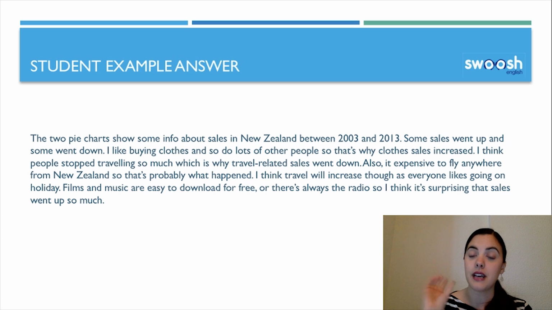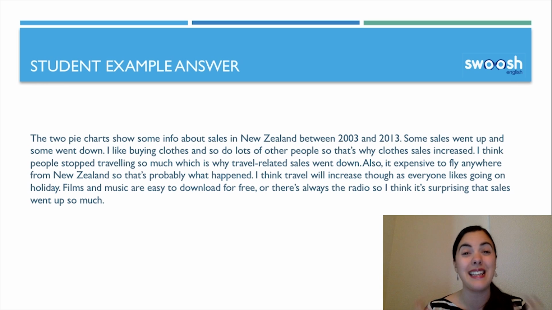There are sales in 2003 and sales in 2013. It's not saying the sales between the two. And you have to be a bit more precise, so just saying some sales went up and some went down isn't really enough. Specify. Personal information or personal opinions are completely irrelevant. So, "I like buying clothes"? No, we don't care. We don't need to know that. Only work from the information you were given.